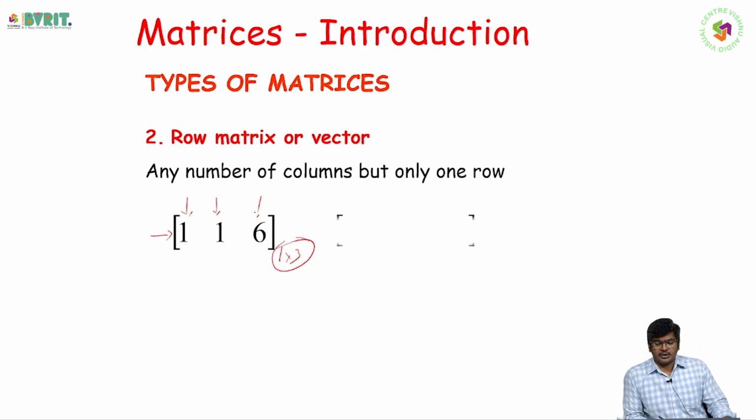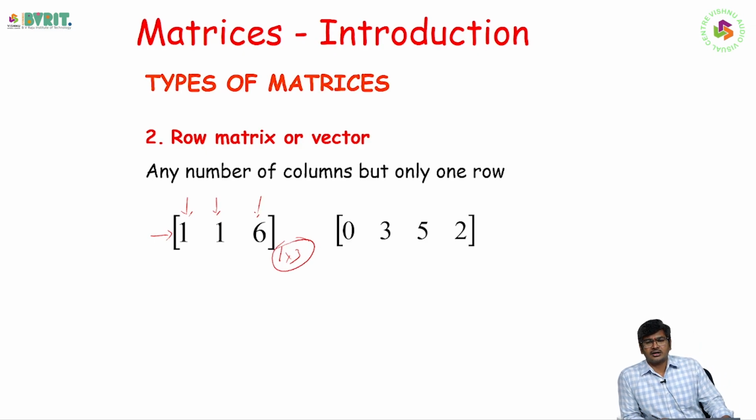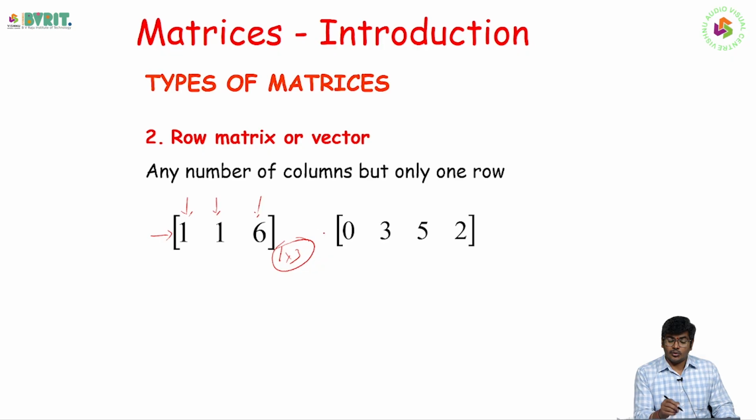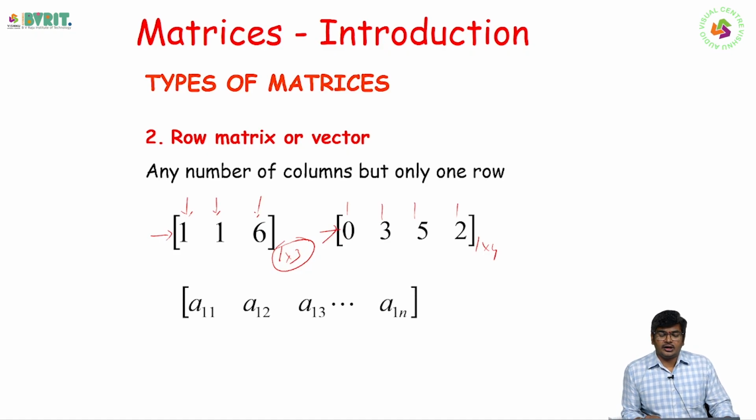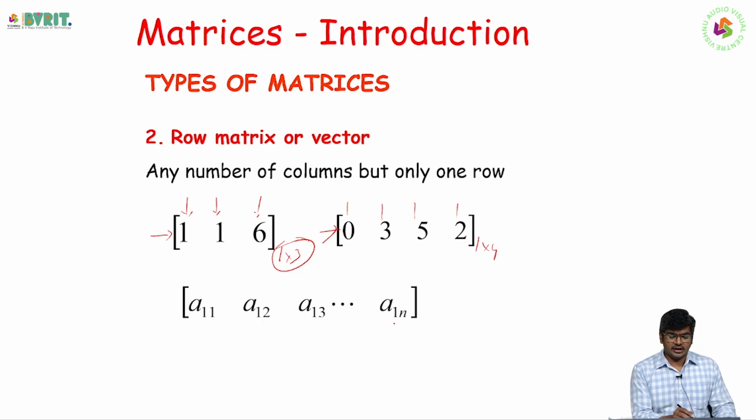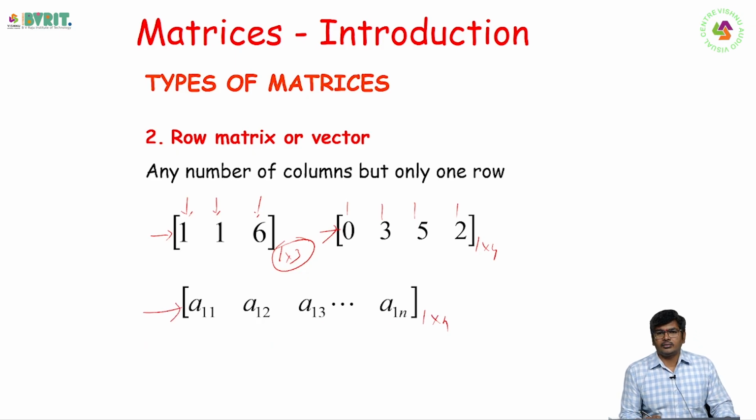Given another example, here observe how many rows? Only one row. How many columns? 1, 2, 3, 4. Therefore, the order is 1 by 4. Next, this is the general form of the row matrix. a11, a12, a13, a1n. This is only one row and n columns. Therefore, the order is 1 by n.